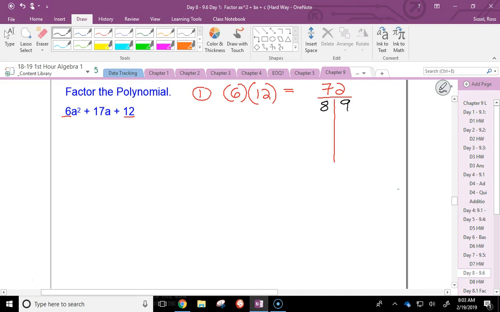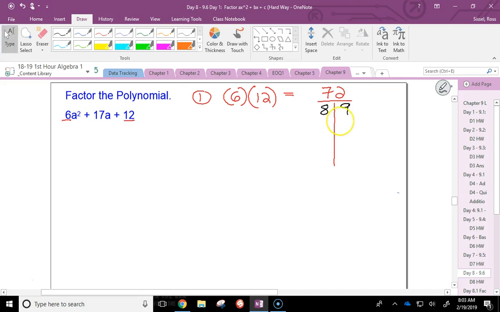So, Katie, you said to come back to. Are these going to be positives or negatives? Positives. Good. Now, our next step is simple. Look at our original equation. 6a squared. I'm going to bring that down. 6a squared. 17a becomes 2 parts. What are those 2 parts? Zoe? Awesome. Plus 8a plus 9a. And then the 12 comes down.